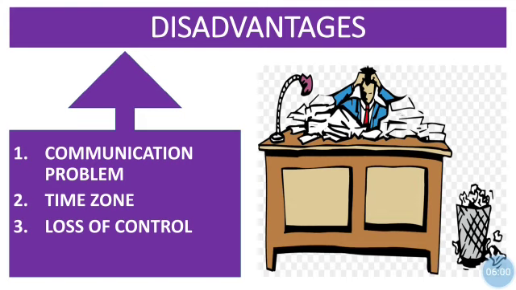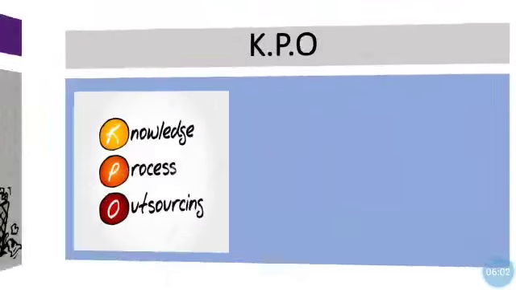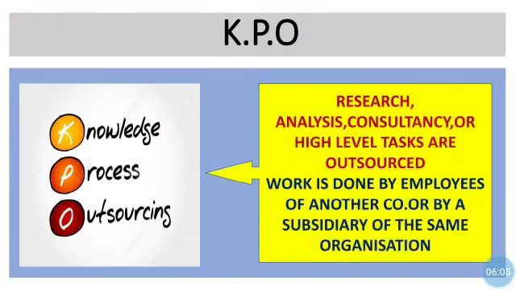The next form of outsourcing is KPO, knowledge process outsourcing. Knowledge process outsourcing means obtaining information related to business such as research, analysis, consultancy, etc. All this work is done by the employees of another company or by a subsidiary of the same organization. Here the word subsidiary is related to assistant. The processes which are outsourced to KPO are usually more specialized and knowledge based.